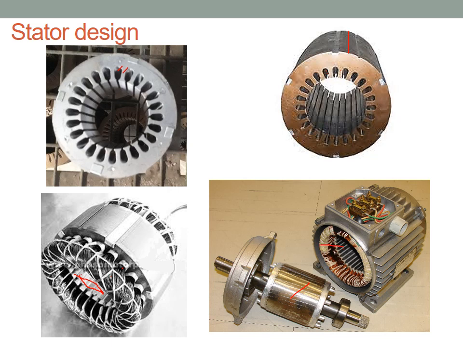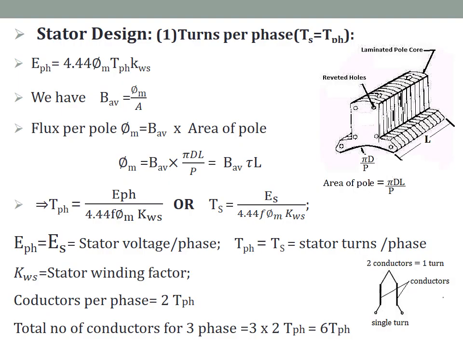In the stator design, we are going to discuss the number of turns per phase, the cross-sectional area of the conductor, how many slots there should be, the dimensions of the slot, and the dimensions of the tooth. All those things we are going to discuss. Now coming to turns per phase, we have this basic equation: EPH is equal to 4.44 phi m f TPH KWS. We know EPH, the applied voltage across the winding. TPH I want to calculate, so TPH is unknown.